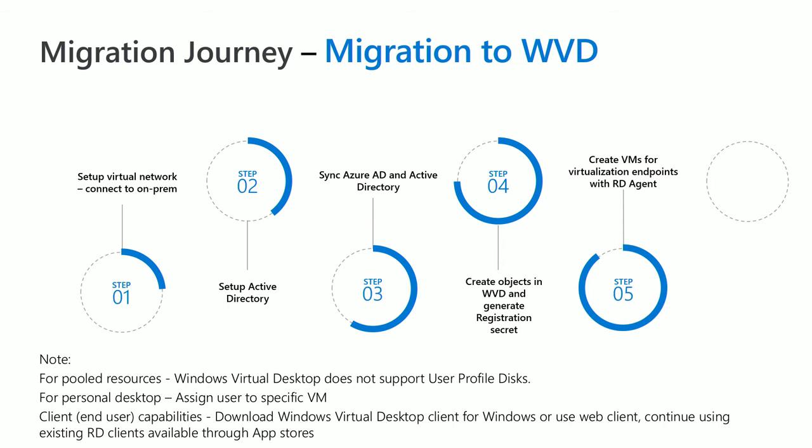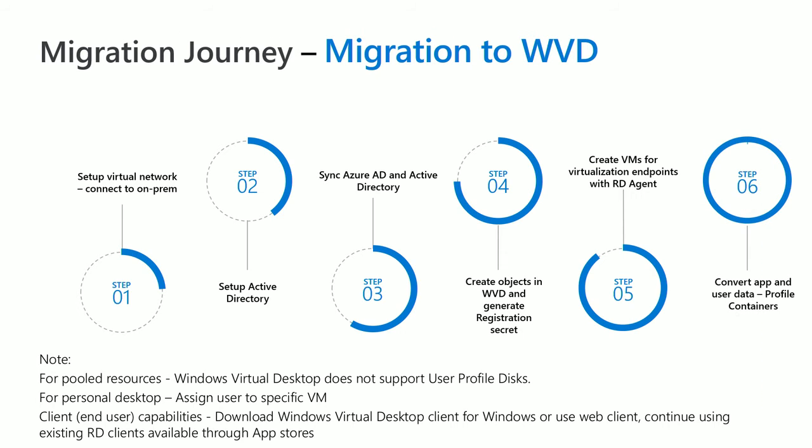Once you have got your Windows Virtual Desktop objects, then move your actual VMs. You can either migrate your VMs, and Neha is going to be going over the actual migration process right after this, or you create new VMs with your own image or the vanilla gallery images that we have. And then you connect them to Windows Virtual Desktop.